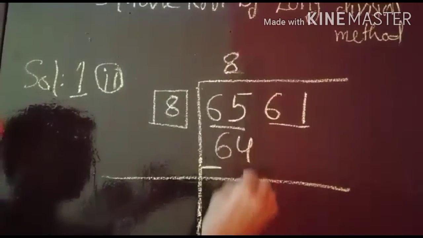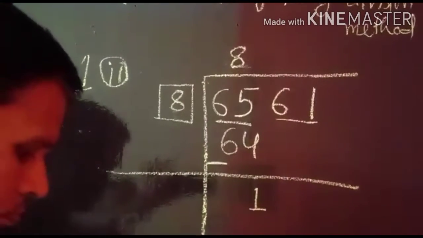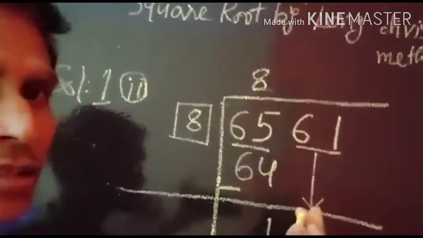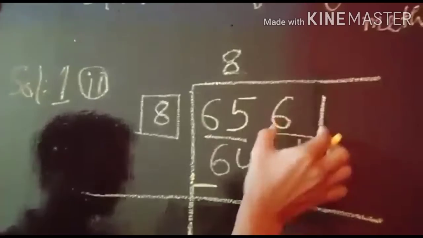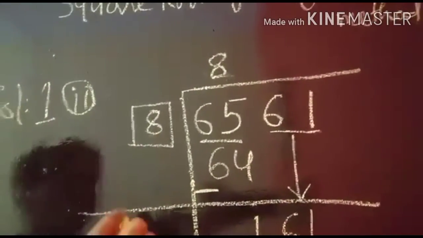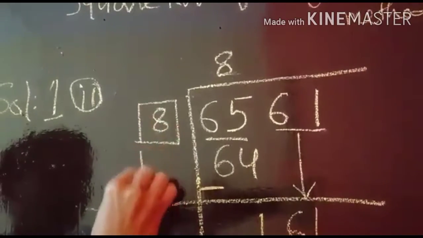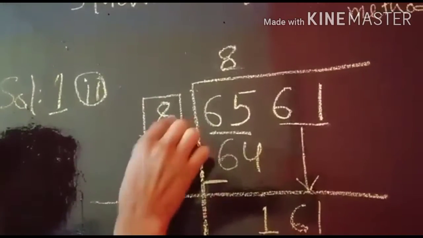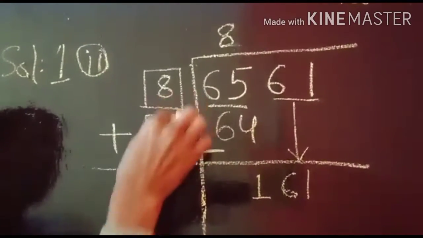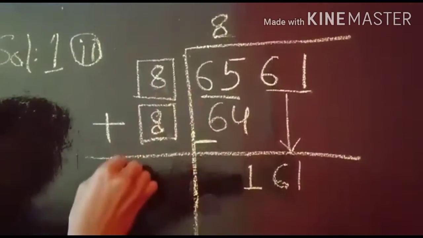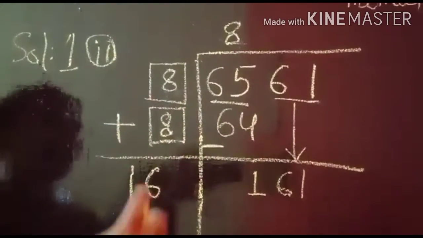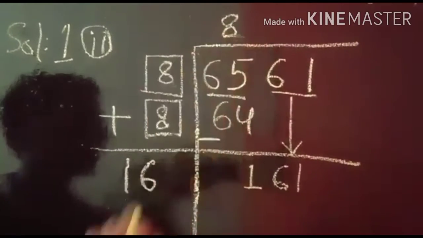So while subtracting we will get 1 and we will note down the second period next. This period is 61, so this comes 61 downside. And here once again we will repeat this number. Our answer we will repeat here once again and here we will add these two. 8 plus 8, 16. So our first quotient is 8.